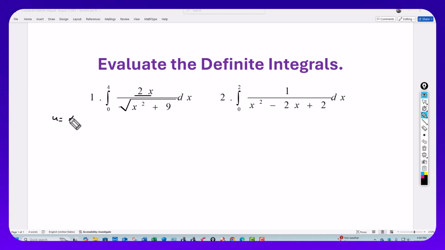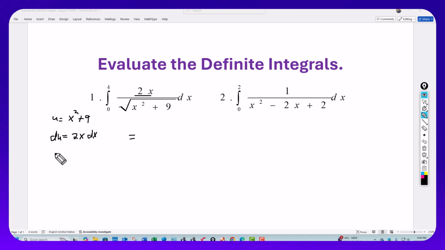So we'll let u equal x squared plus 9. Then du would equal the derivative of x squared plus 9, which is 2x, and then we have the dx. So the 2x dx will be replaced by du, and the x squared plus 9 will be replaced by u. Now we do have to change the limits of integration because I'm changing the variable.